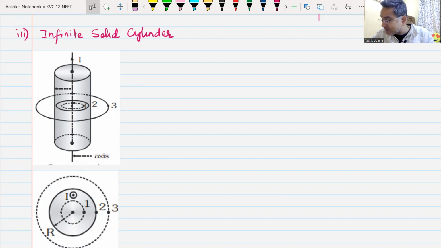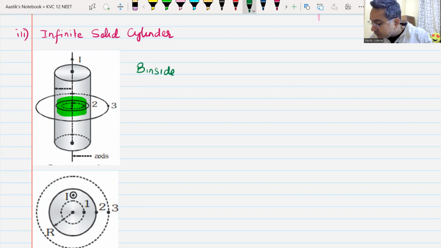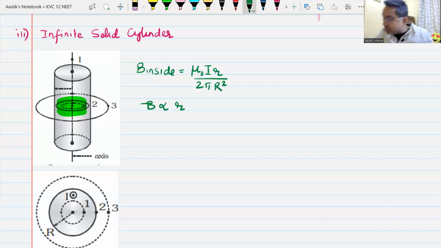Magnetic field will exist inside. The inside loop is this green loop. Do you see this inside loop, green loop? Magnetic field inside is not now 0. The magnetic field inside will be given by this formula, mu naught into I into small r divided by 2 pi into R square. Inside, the magnetic field is directly proportional to r. A very important result that you should remember.